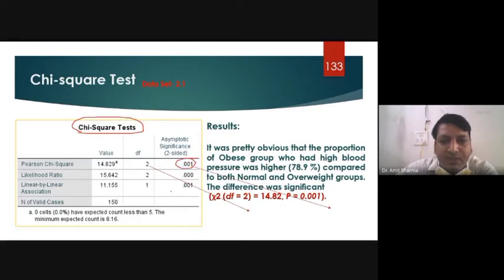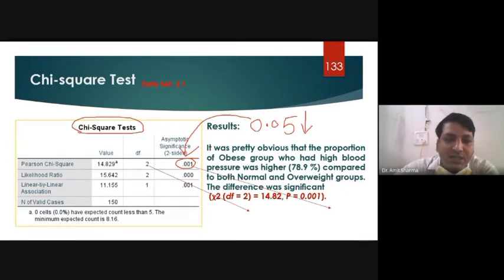This one should be less than 0.05, because for the test we are taking a 95% confidence interval. The cutoff point will be this. So this value should be less than 0.05, and we have got less than 0.05, and we can assume that the result was found significant, and we are able to reject the null hypothesis.